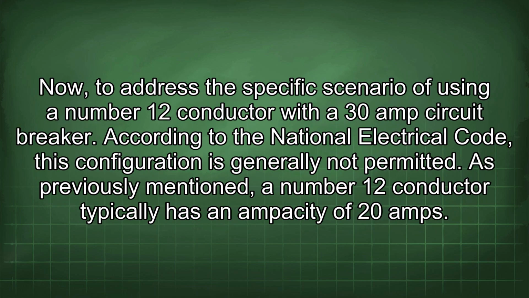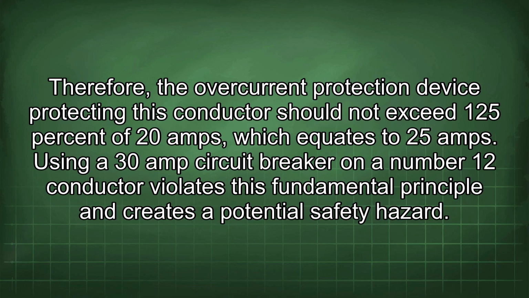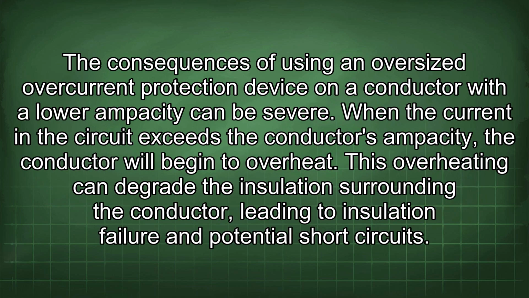Now, to address the specific scenario of using a number 12 conductor with a 30 amp circuit breaker. According to the National Electrical Code, this configuration is generally not permitted. As previously mentioned, a number 12 conductor typically has an ampacity of 20 amps. Therefore, the overcurrent protection device protecting this conductor should not exceed 125% of 20 amps, which equates to 25 amps. Using a 30 amp circuit breaker on a number 12 conductor violates this fundamental principle and creates a potential safety hazard.